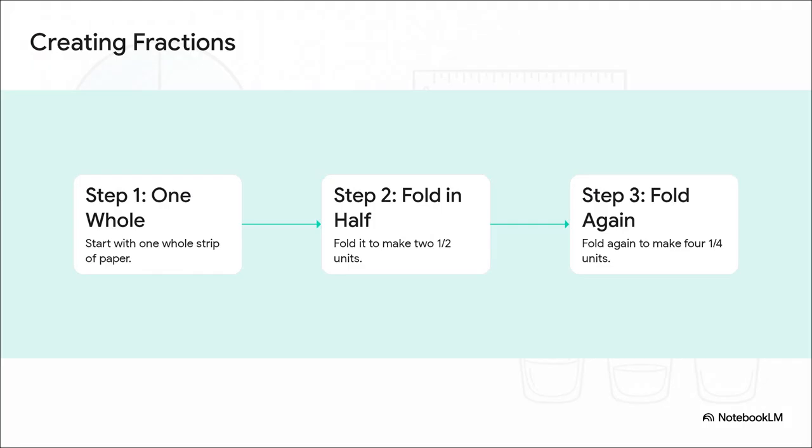You know, you can actually try this yourself. Just grab a strip of paper. That's your one whole. Now fold it right in half. You've just made 2 1/2 units. Fold it in half again. And now you've got 4 1/4 units. See? You're physically creating these fractional units.